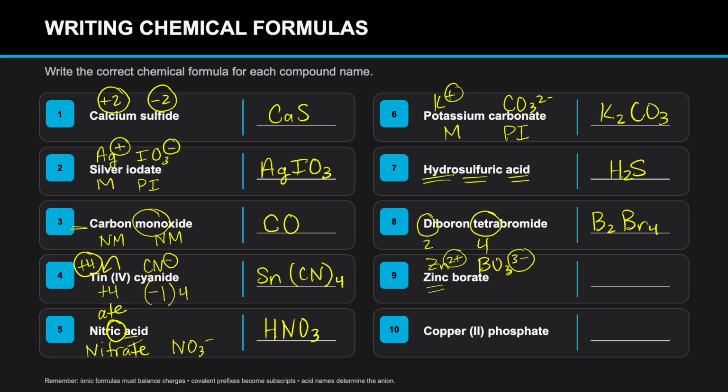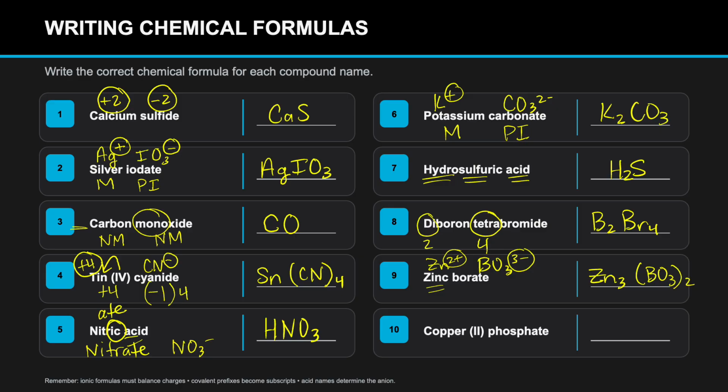So as you can see, we have a different number here, a 2 and a 3. So we're going to do the common multiple of 6. So we're going to need 3 zincs and 2 borates.